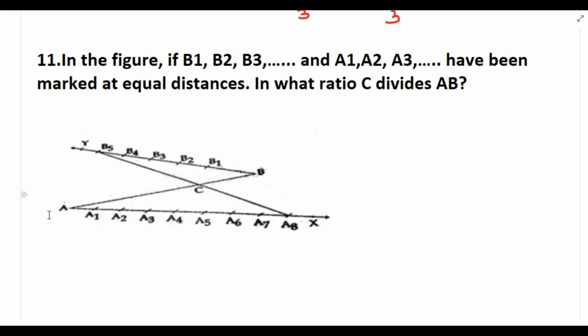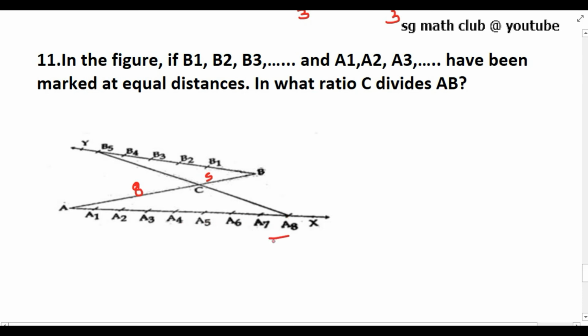Next question. In the figure, if B1, B2, B3 and A1, A2, A3 have been marked at equal distance, in what ratio does C divide AB? So we can see here, 8 is to 5. C divides AB in the ratio 8 is to 5. How I got it? You can count the numbers A1, A2, A3, A4, A5, A6, A7, A8. First count A and then count B. So it is in the ratio 8 is to 5. So you can see that this part of the line segment is bigger than this part. So first count A, then you count the points on the line segment B1.